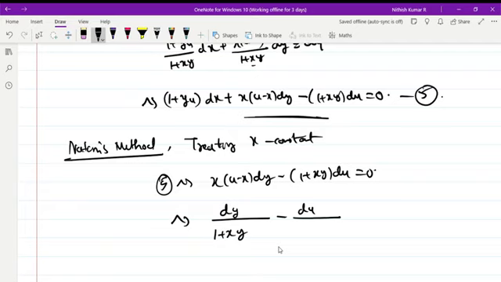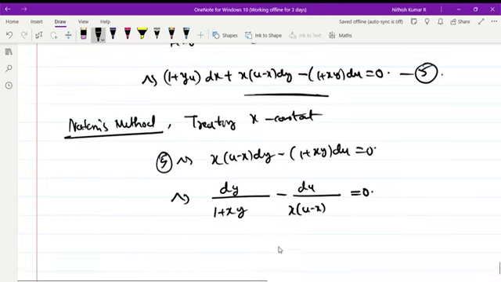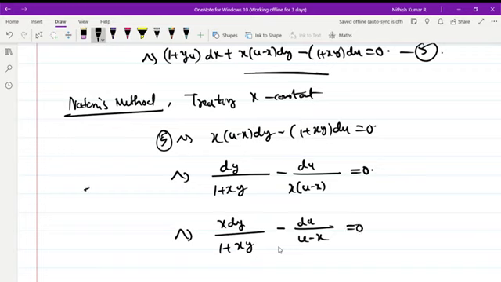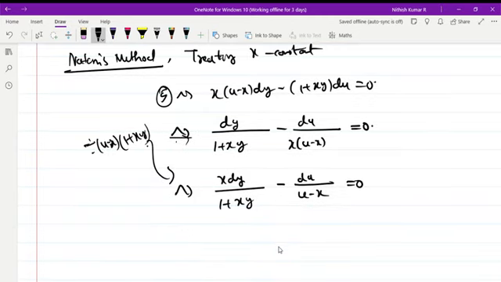Now we shall solve this differential equation using one of the methods which we have studied in the beginning of our discussion. So we shall take Natani's method, treating x as constant. My equation, say this is equation 5. Taking x as a constant, equation 5 becomes x into u minus x dy minus 1 plus xy into du equal to 0.